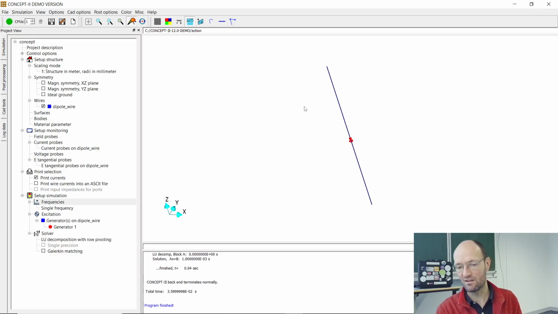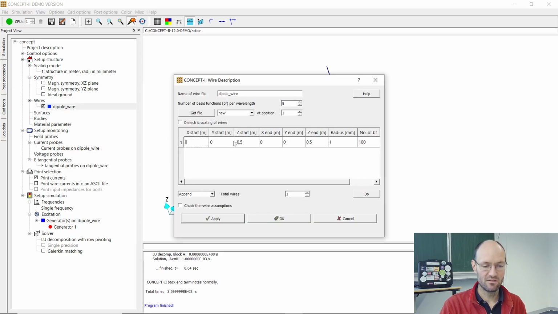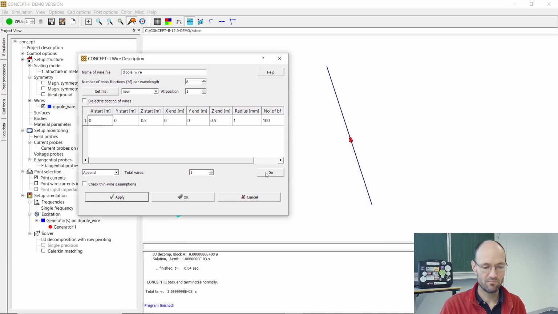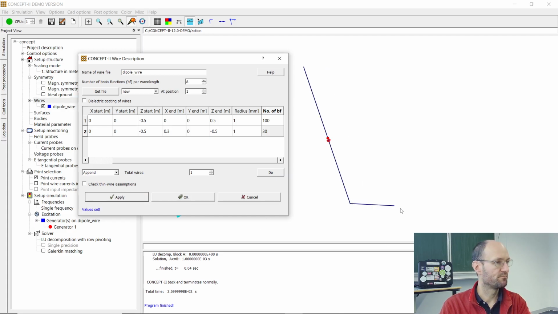if you look at the wires here on my desk, they have strange patterns. So we can edit this wire file and append one more wire and connect this, for example, at the bottom of our dipole and let it point into the x direction. So if we add something that points 0.3 meter into the x direction at the bottom of this dipole, 1 millimeter radius and maybe 30 basis functions, and say apply, then we get one more wire.